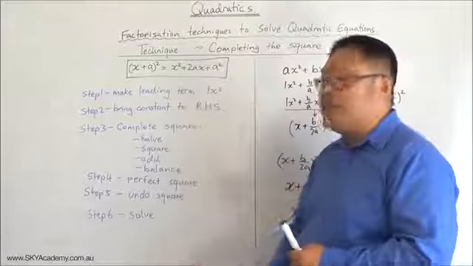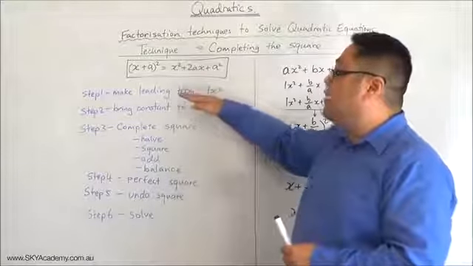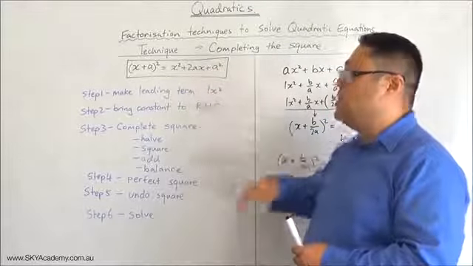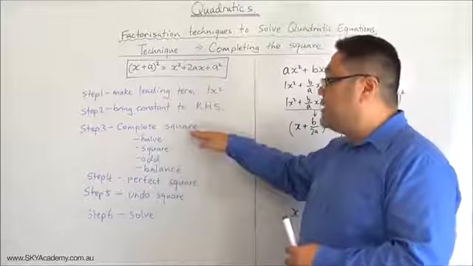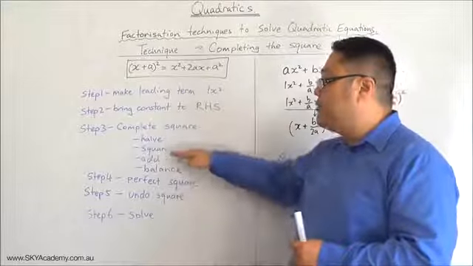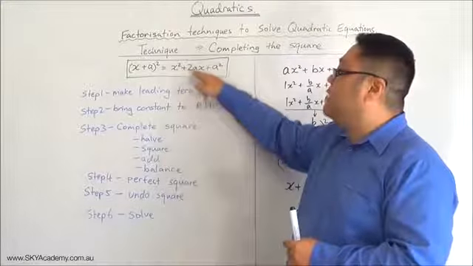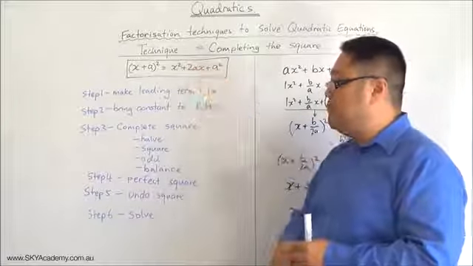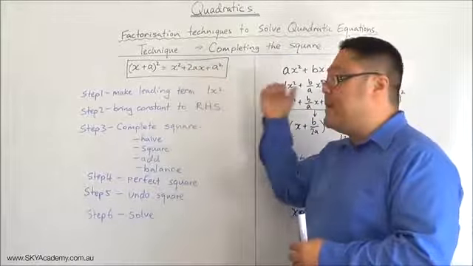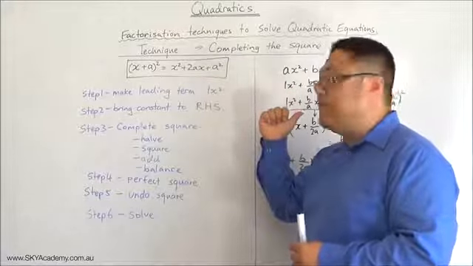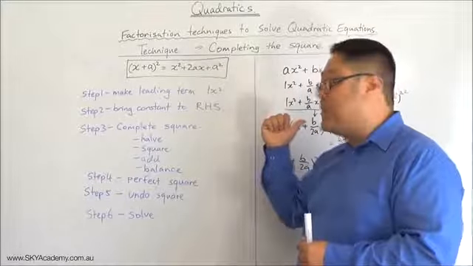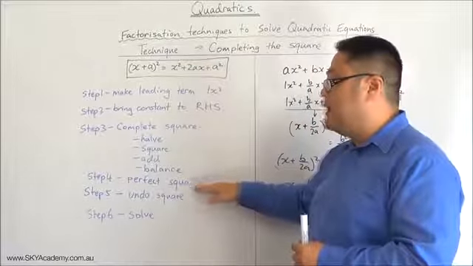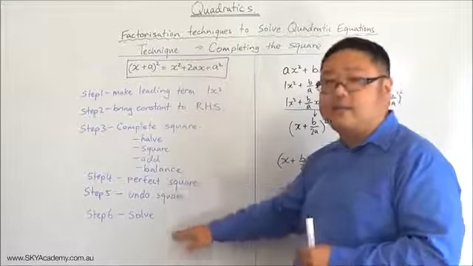So the steps that you need to do to complete the square is make x squared the leading term, bring the constant to the right hand side, complete the square by halving, squaring, and adding the 2a x term, okay, and then balancing it off on the right hand side by adding the same thing on the right hand side, turning everything into a perfect square, undoing the square, and then solving.